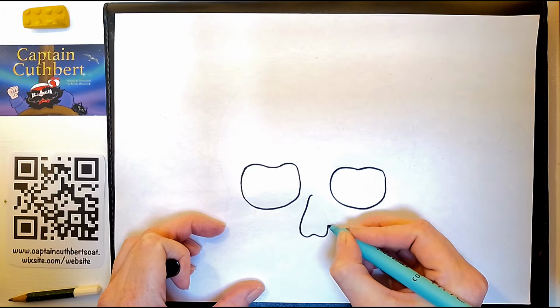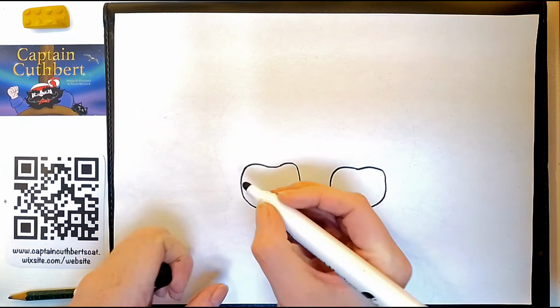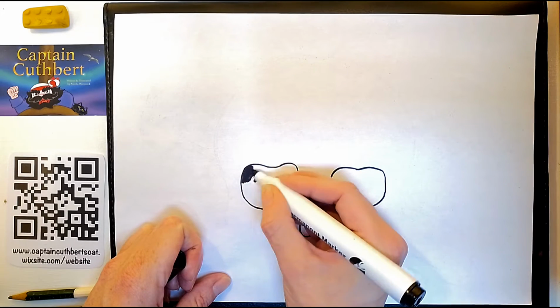So this is what your skull should look like. Probably not really, because it's a cartoon version. So there's the eyes and the nose. I'm going to colour this in while I'm talking. Got a bit of a thicker one to colour in with.